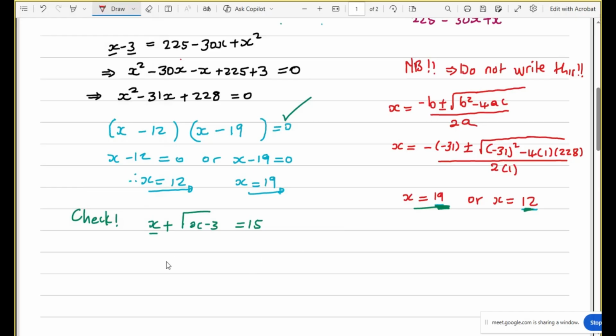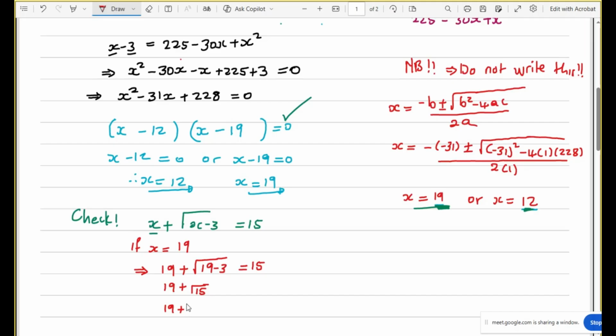So to check this, you know what I'm going to do? I'm going to say if x is equal to 19, this will be 19 plus the root of 19 minus 3, it's equal to 15. Then 19 plus this will be the root of 15. Remember, I already know what this thing is, because you have the calculator with you now. So this will be 19 plus root 15.